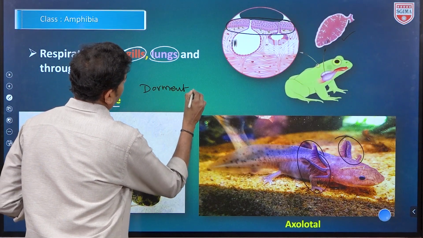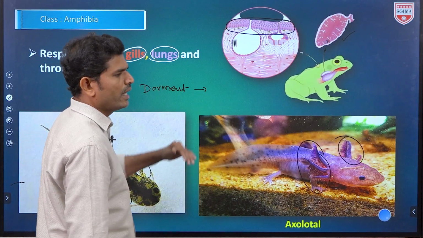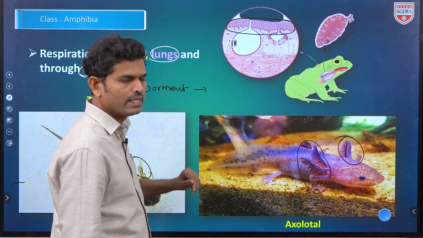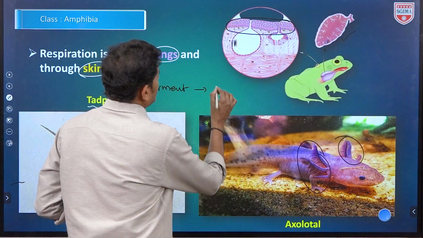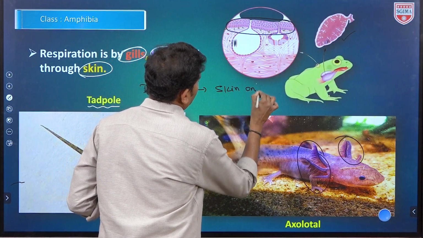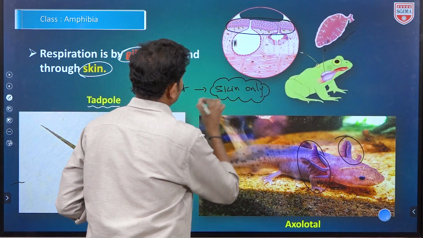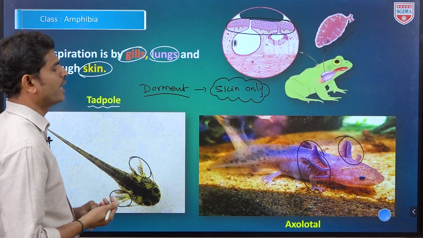Dormant due to crucial environmental conditions: high temperature in summer, low temperature in winter, 0 degree centigrade. So in those conditions, what will happen? Skin only acts like a respiratory organ. Means during hibernation, in the dormant condition, only cutaneous respiration will take place.